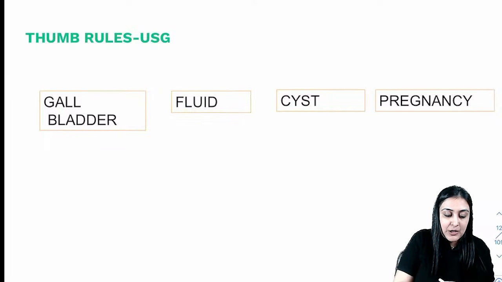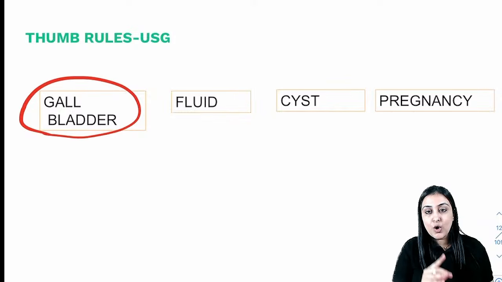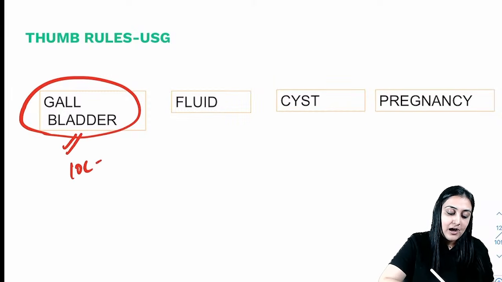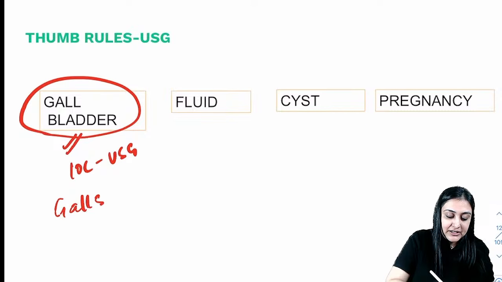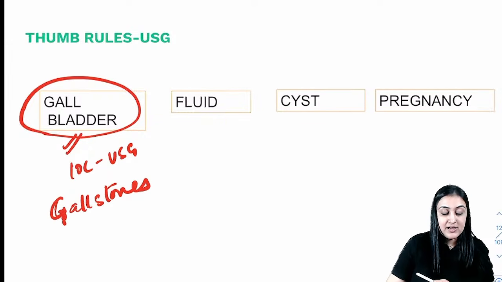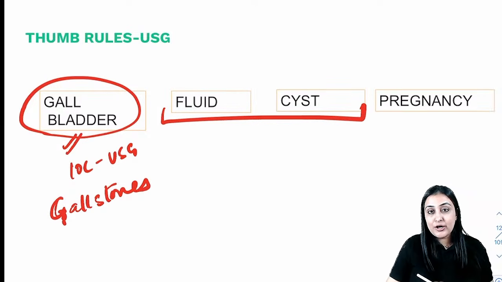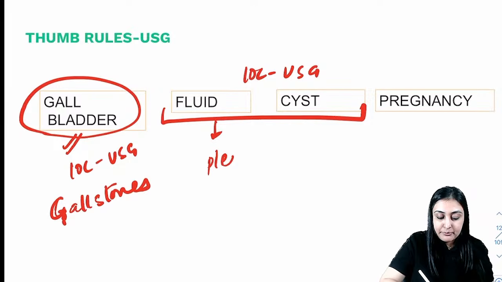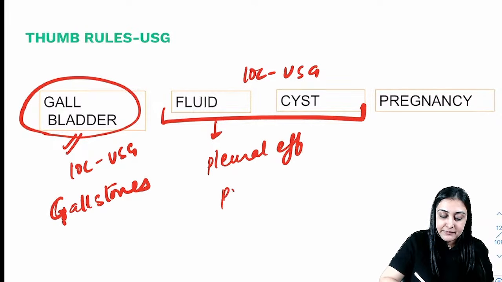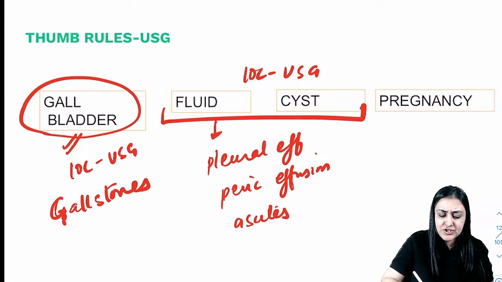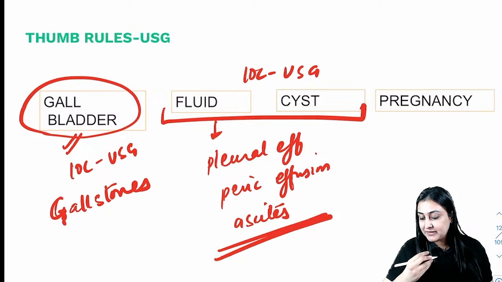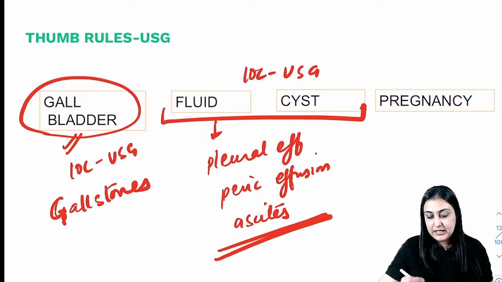So, thumb rules for ultrasound: anything gallbladder, whether it's a gallstone, polyp, or cholecystitis, remember, the answer is going to be ultrasound. Gallstone specifically, investigation of choice, ultrasound. Anything fluid or anything cyst, investigation of choice, ultrasound. When I deal with pleural effusion, pericardial effusion, ascites, any fluid, it's going to appear anechoic. I can see it very well on ultrasound. Most sensitive, investigation of choice, ultrasound.